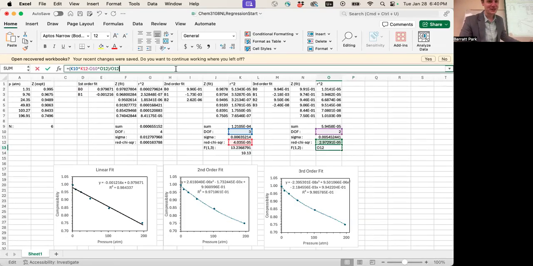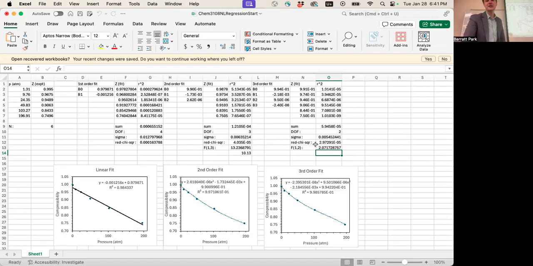So let me just check that I'm taking the right numbers. So we want the degrees of freedom in the previous fit times the reduced chi-squared value of the previous fit, minus the degrees of freedom in the new fit times the reduced chi-squared value in the new fit. And then that whole formula gets divided by the reduced chi-square for the new fit. So I believe this formula is correct. So that says my F12 value is now 2.